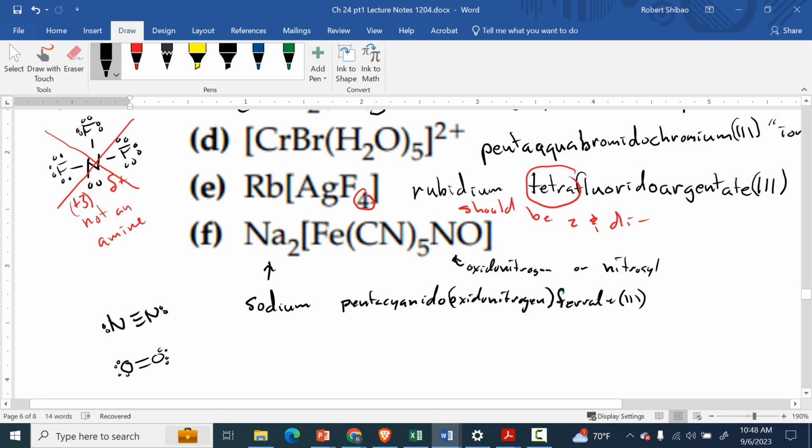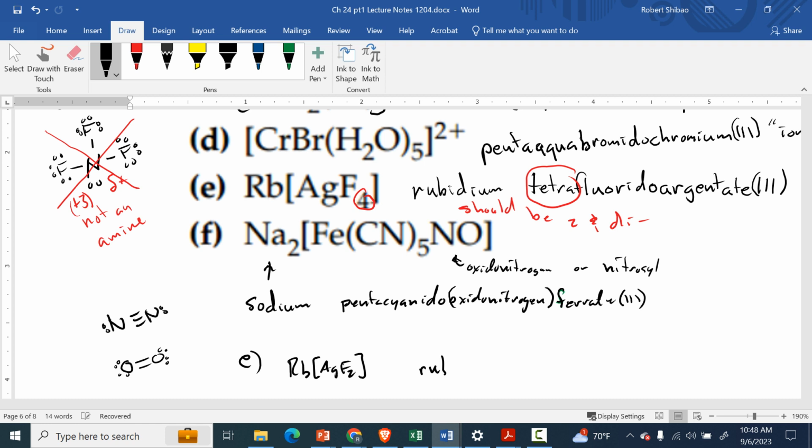Iron's positive, but the complex is negative. Yeah. So it's the complex that's negative. Yeah. The same thing with silver here. Silver is positive, but the whole complex is. This should be really E. Let's correct E. E should be this. AgF2. Then it makes sense.